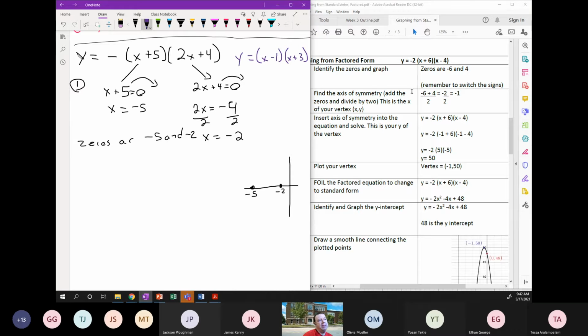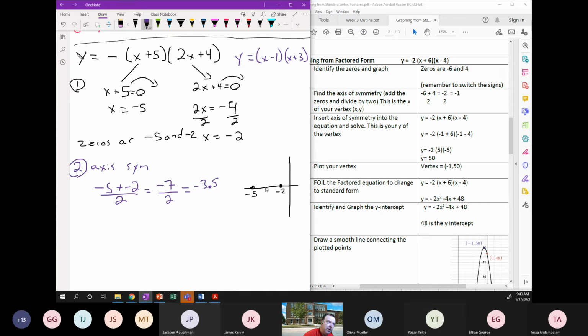So find the axis of symmetry. Okay, so number 2 is my axis of symmetry. Now I add my two zeros together and I divide by 2. So -5 plus -2 divided by 2. -5 plus -2 equals -7, divided by 2. So -3.5 is my axis of symmetry.